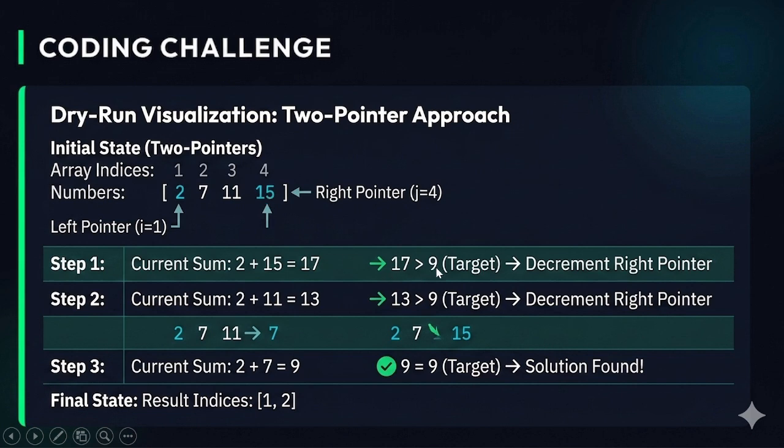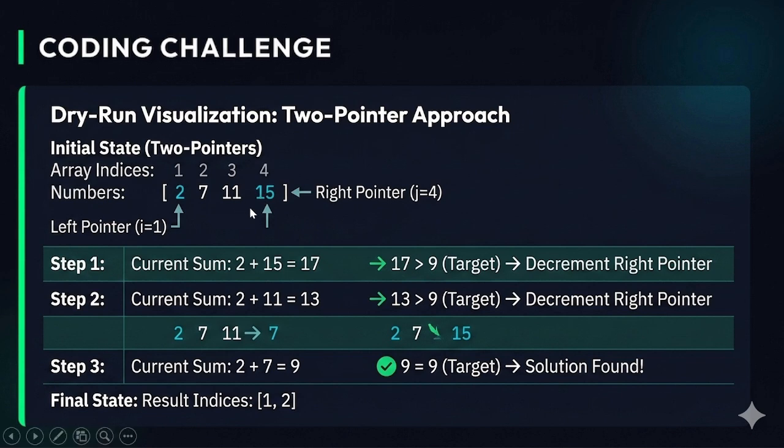So 17 is greater than the target, yes. Now the question is, for 17, how will we move our pointer? If we move our pointer i to the next element, then what will happen? 7 plus 15 equals 22.